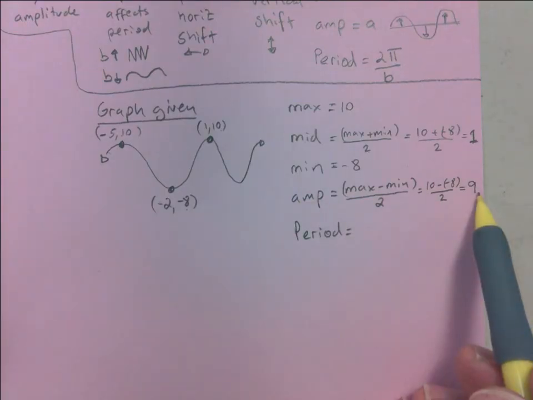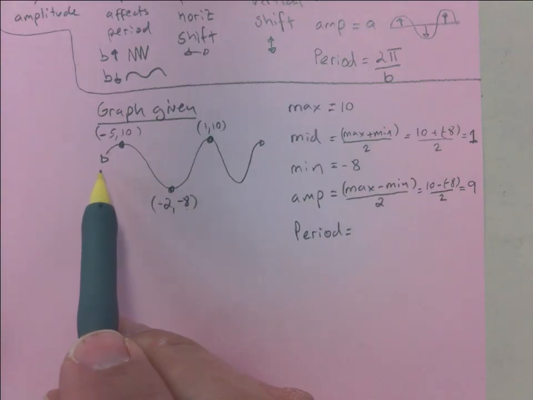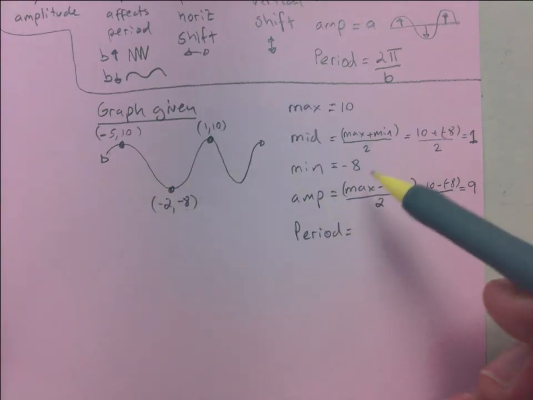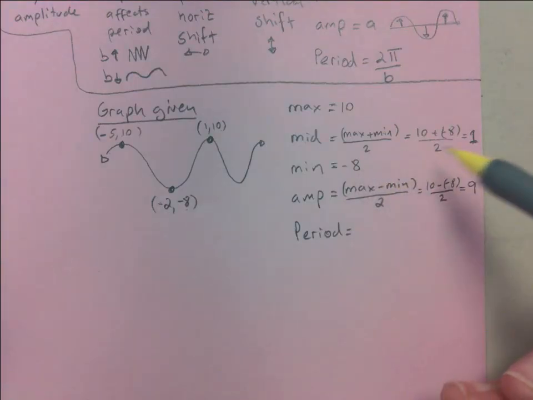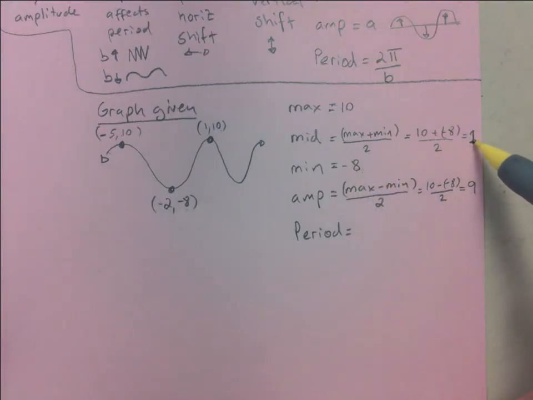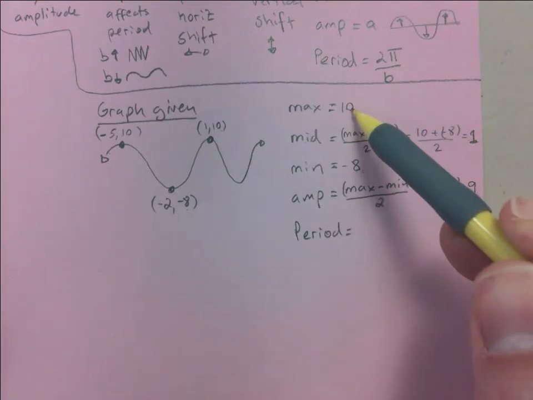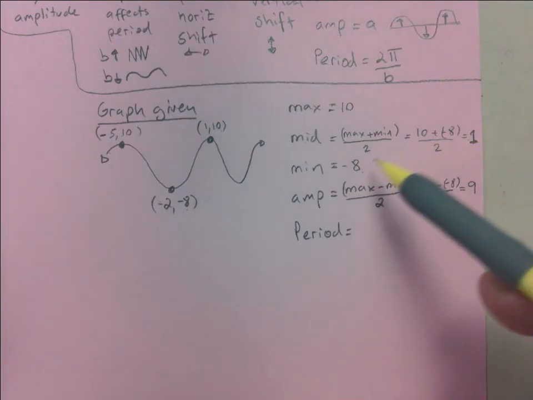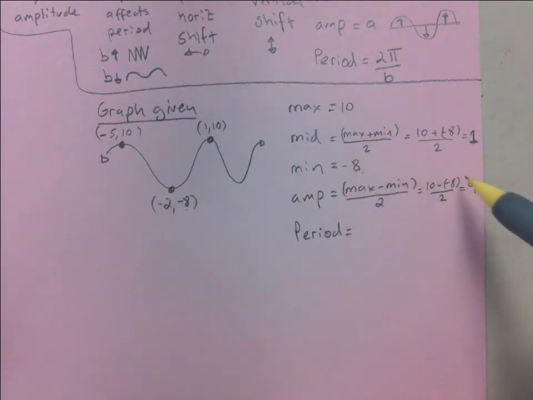And what do we know about the amplitude? Let's look at it this way. It gets me from the min to the mid. There should be a 9 difference, and there is a 9 difference. To go from the midline to the top, there's also a 9 difference. See that? From 1 to 10 is 9. From 1 to -8 is also 9. That's how you know you got this one right.